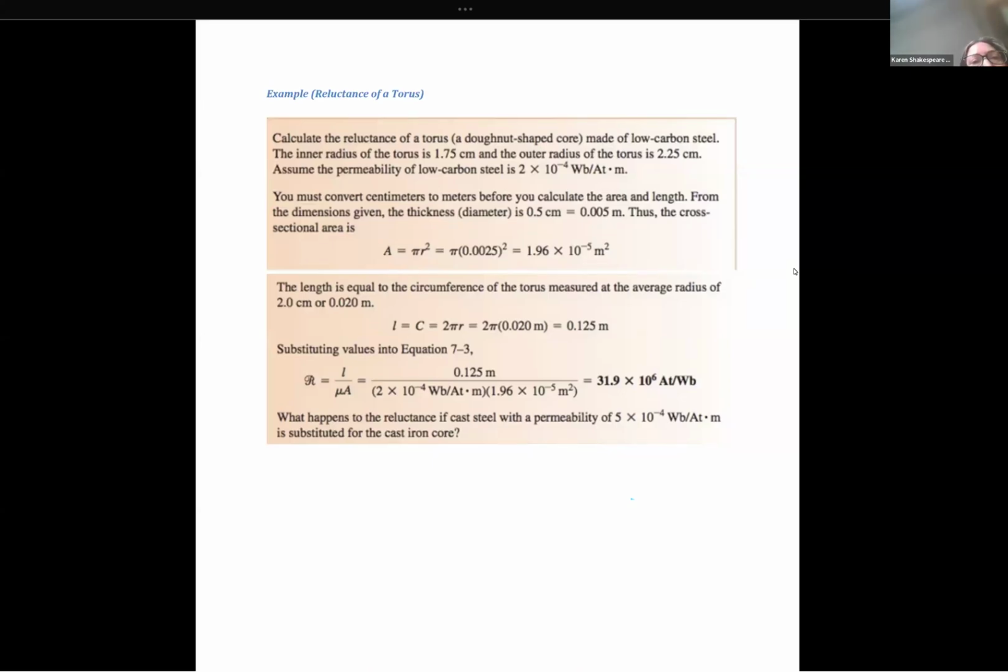In this example problem, there is a magnetic circuit, and it is a magnetic circuit of a shape that is a torus. So basically, what a torus is like a donut shape. So a toroidal shape. It looks like this. So instead of our circuit being square, it kind of looks like this. And it has an inner radius and an outer radius.